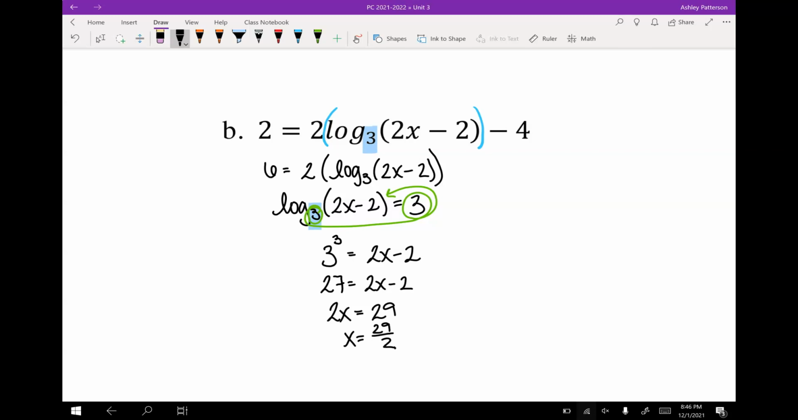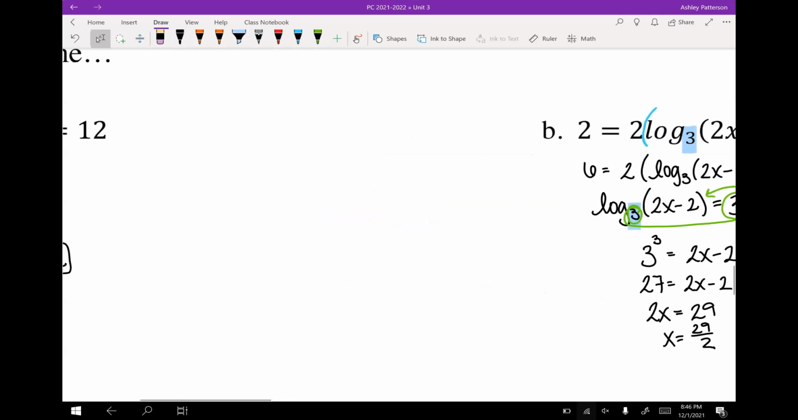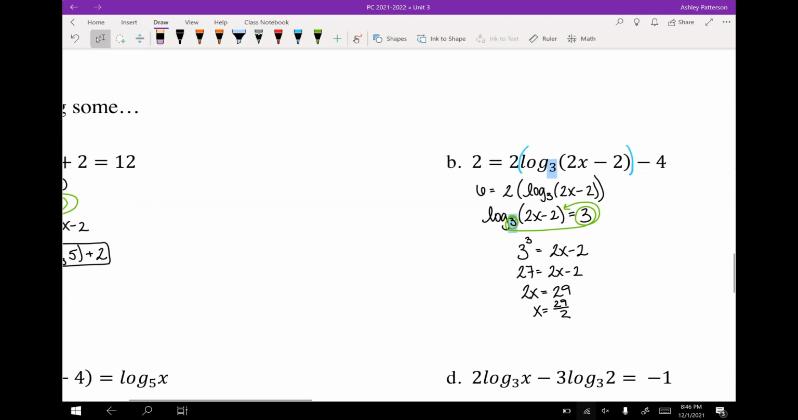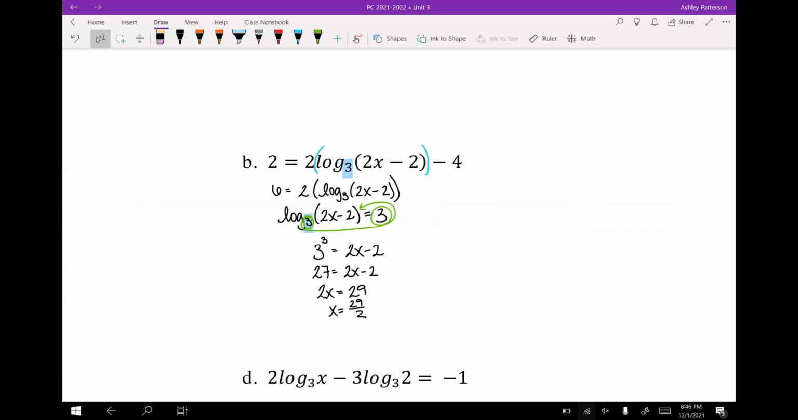Now, think about what we talked about with exponential equations. We can't have 3 to some power equaling a negative 3, right?